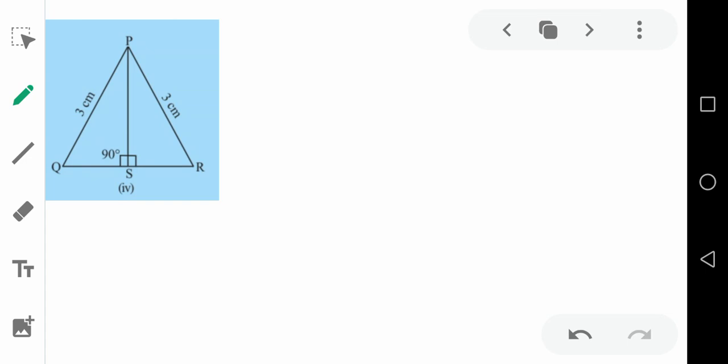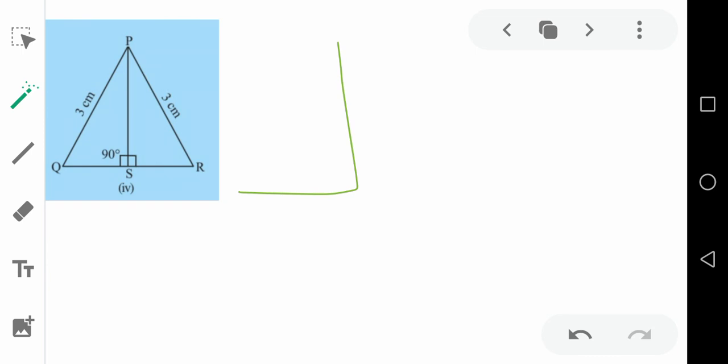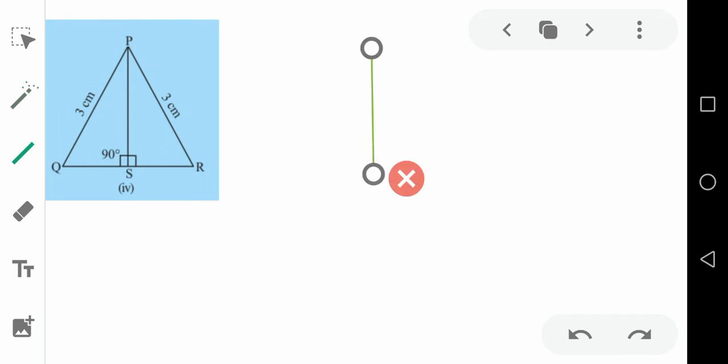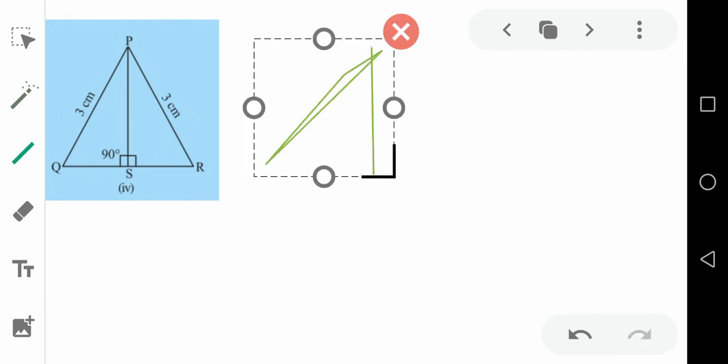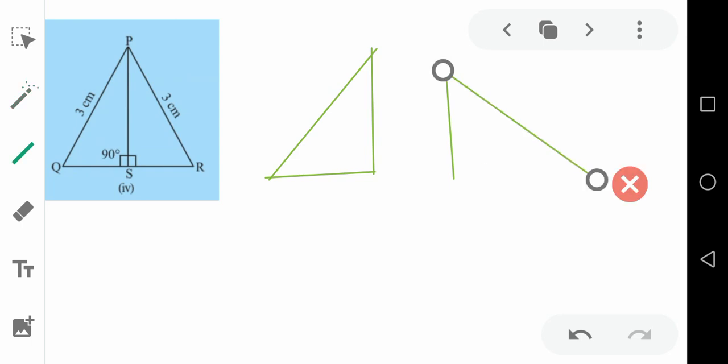Okay. Now the fourth question. Same thing only. We will do it once. So you have two triangles. What you have to do is split those two triangles. You are going to split it. Okay, this is the first triangle. Next one is towards this side, right? So we'll draw like this. So we have the second triangle.